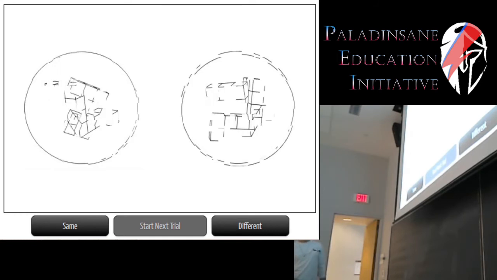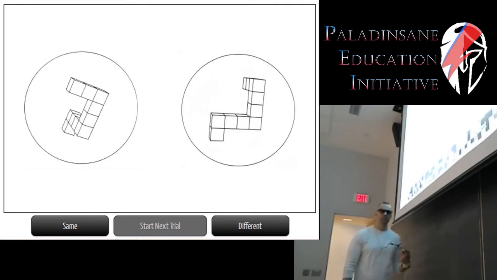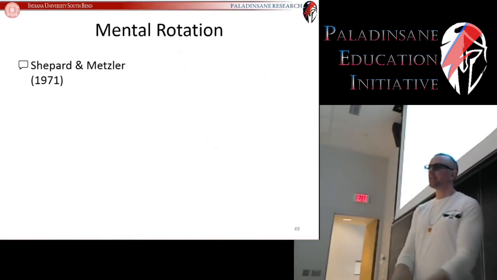And then over here we have two that are different. So it doesn't matter how you rotate these, you cannot match these up. They're actually two very, very different things. So in this case, you would hit different in order to get the correct answer. All right, so this is a replication.